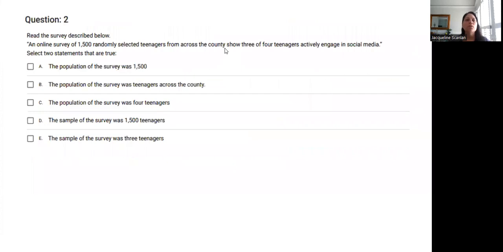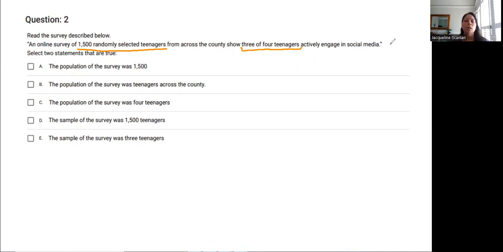Question 2 says, read the survey described below. An online survey of 1,500 randomly selected teenagers from across the county show 3 of 4 teenagers actively engage in social media. Which 2 statements are true? I'm going to read the question again. It says an online survey of 1,500 randomly selected teenagers from across the county showed 3 out of 4 teenagers actively engage in social media. And they want you to select 2 statements that are true.